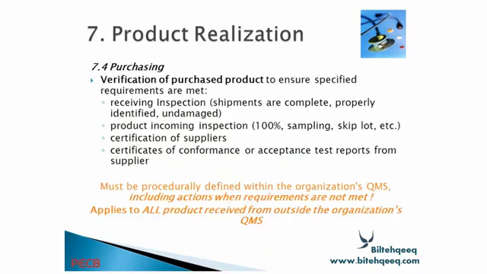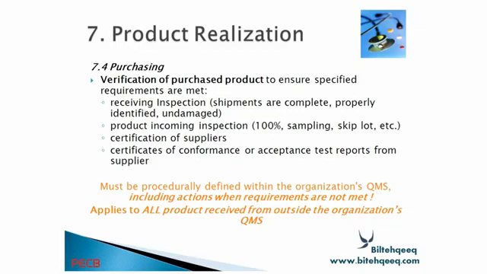information and activities. Verification of purchased product to ensure specified requirements are met. Receiving inspections: shipment is complete, properly identified, undamaged product, incoming inspection, 100% sampling, skip lot, etc. Certification of supplier: certificate of conformance, or acceptance test report from supplier. So you can verify the product in any way.